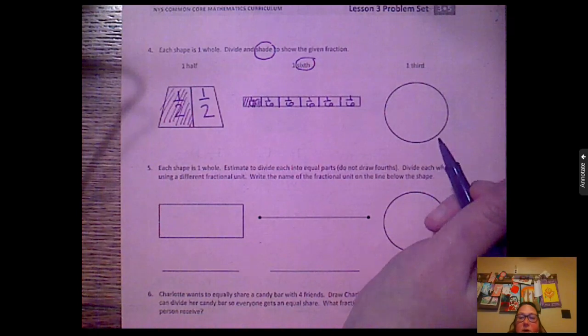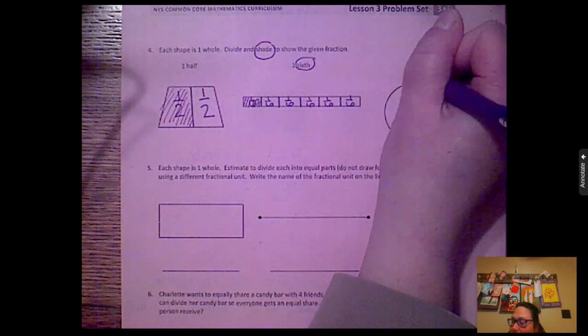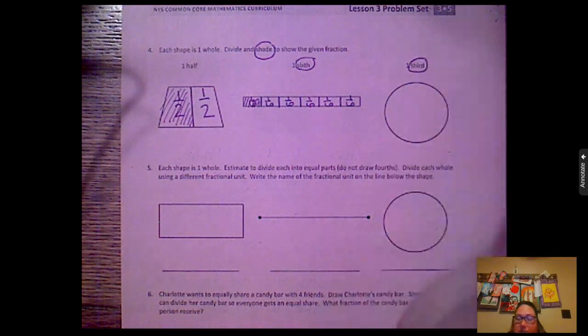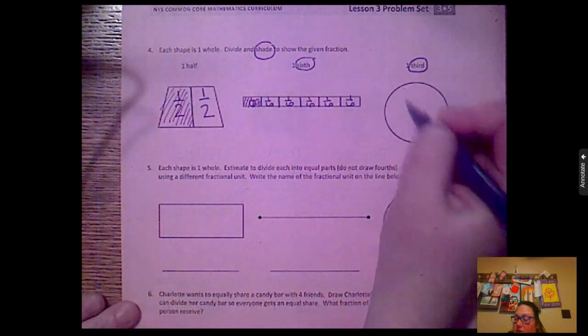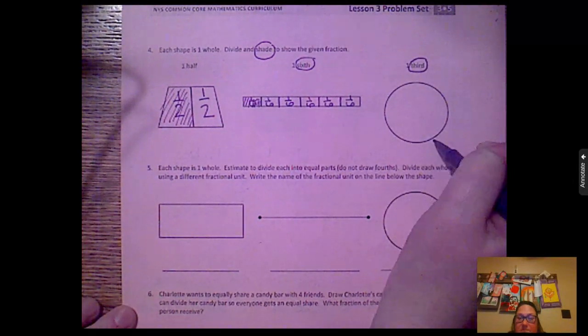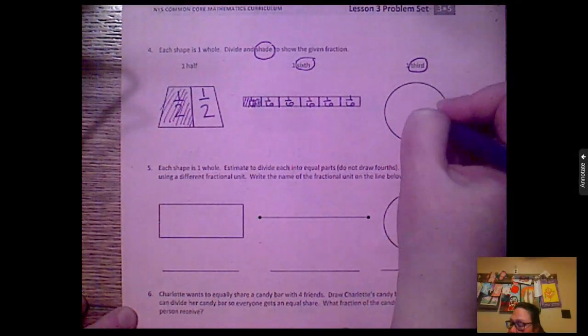Okay, so our last one we have is 1/3. So this 3 is telling me that I'm going to split it up into how many parts? 3 equal parts. So it's a circle. So can I just do the lines down the middle like this? So remember we said if it's a circle, we want to make it look like a pie, right? And remember my trick was to put that dot in the middle.